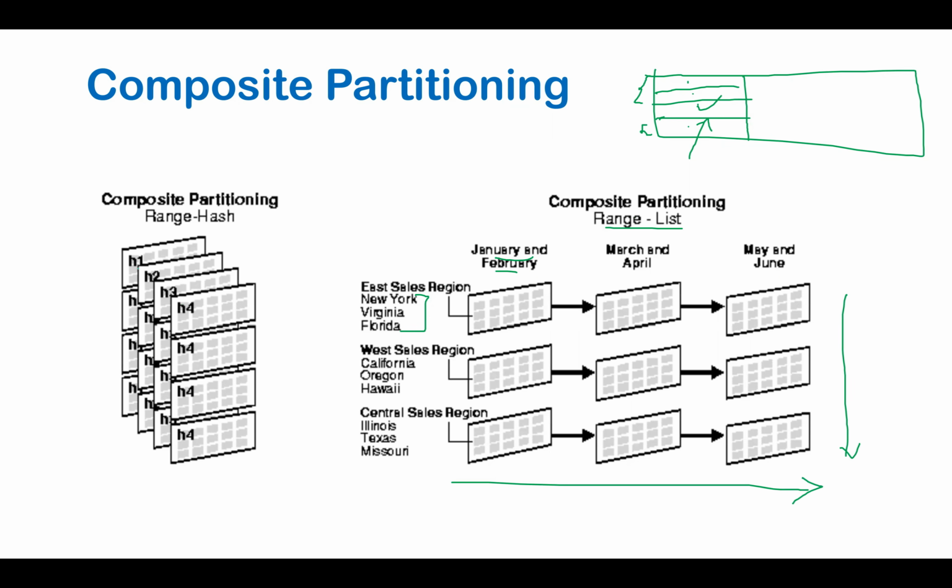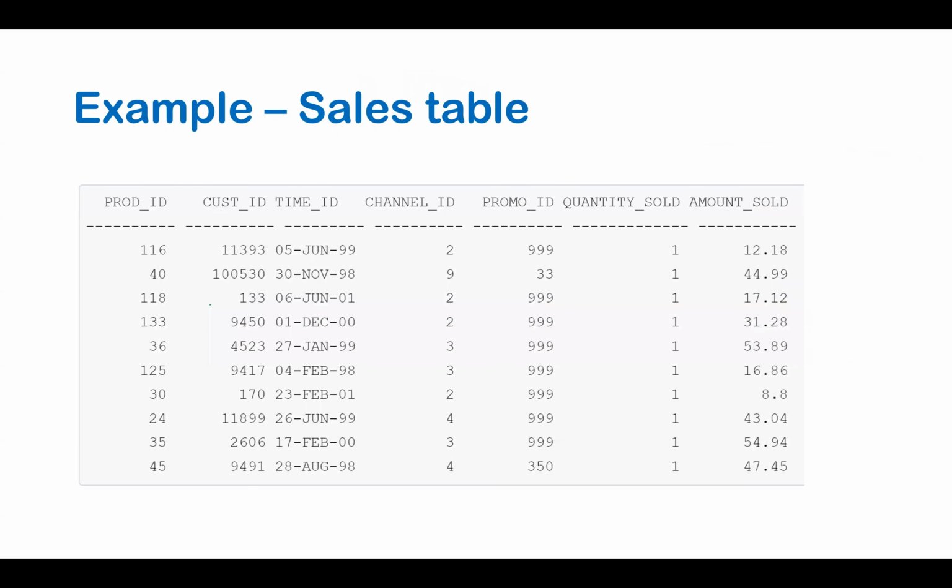Then here we have range and hash both. Inside one range, January and February, you have hash 1, hash 2, hash 3, hash 4 in that way. So take this particular table, the sales table.